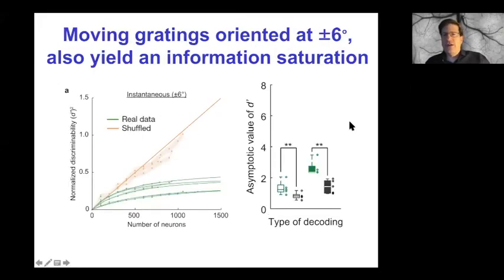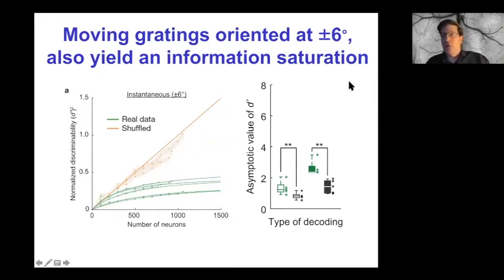Now, we also tried different visual stimuli that were closer to the acuity limits and harder for the animal to distinguish. So mice have rather poor visual acuity, and we presented in this second experiment visual stimuli that were oriented at plus or minus 6 degrees to the vertical. And these would be harder for the animal to discriminate. And in a corresponding way, we found that D prime values were lower, as you would expect in the visual cortex. But again, we found a saturation of D prime for the real data, but not in the trial shuffle data.